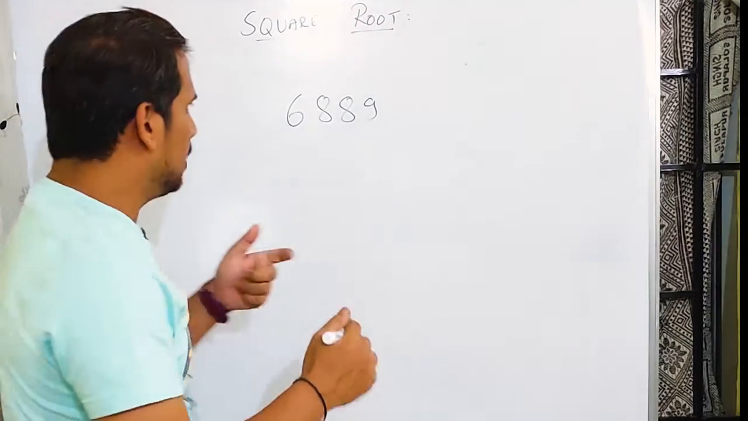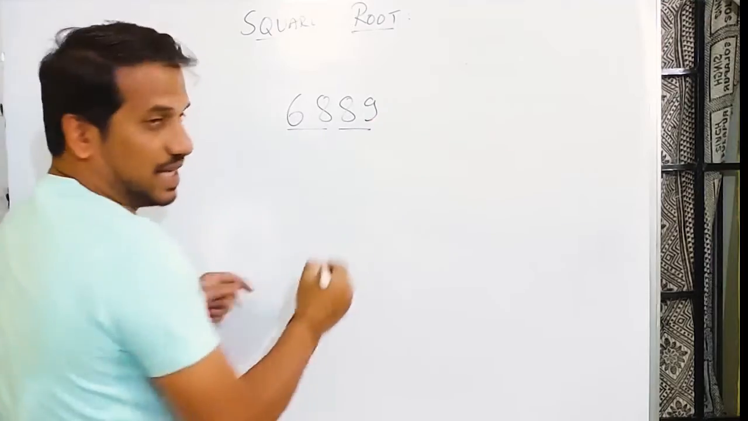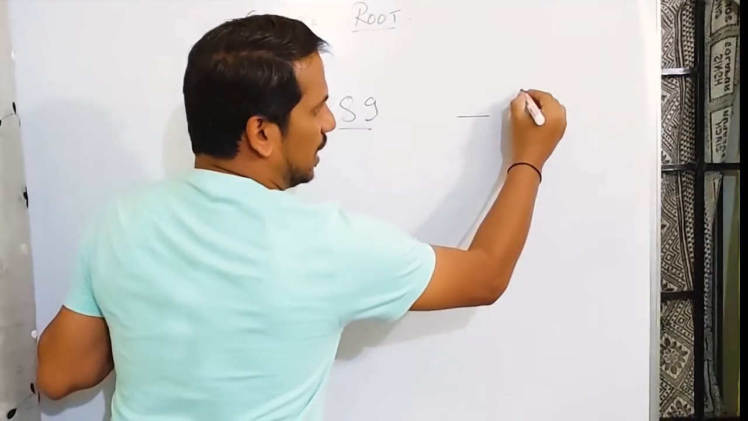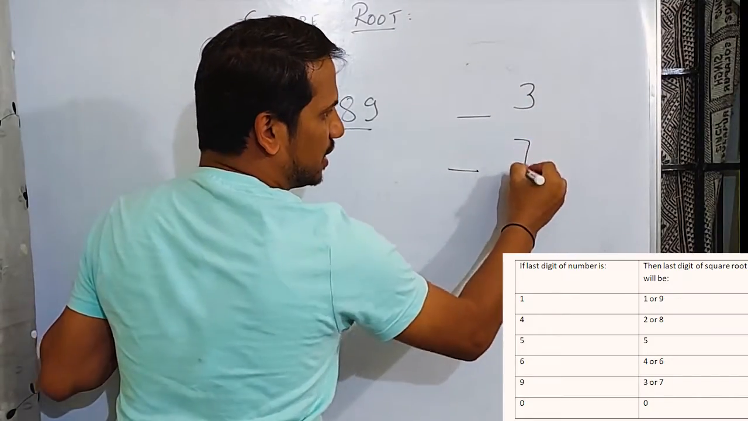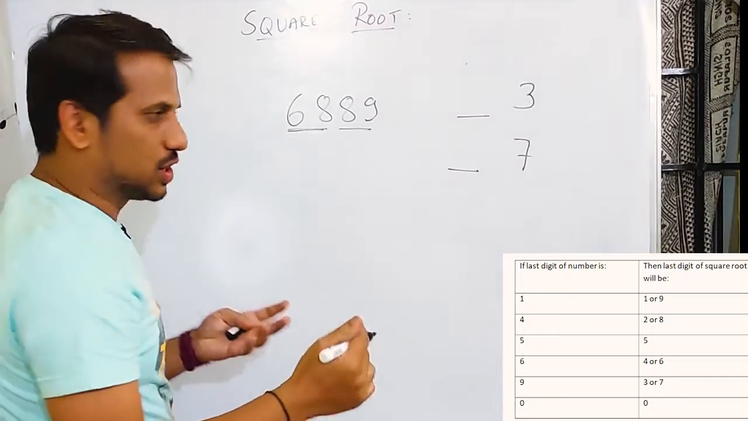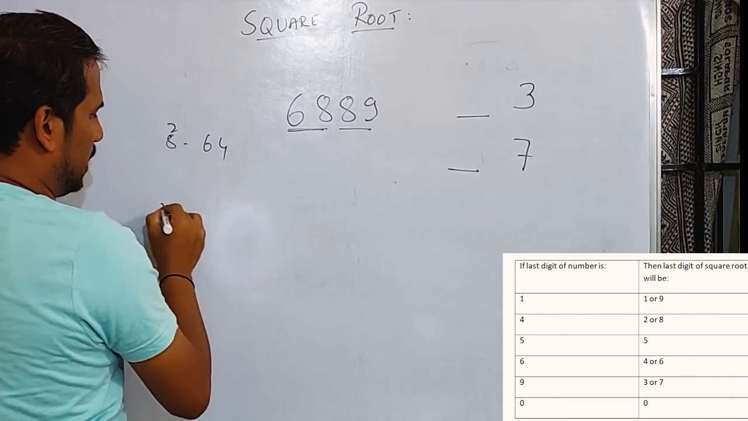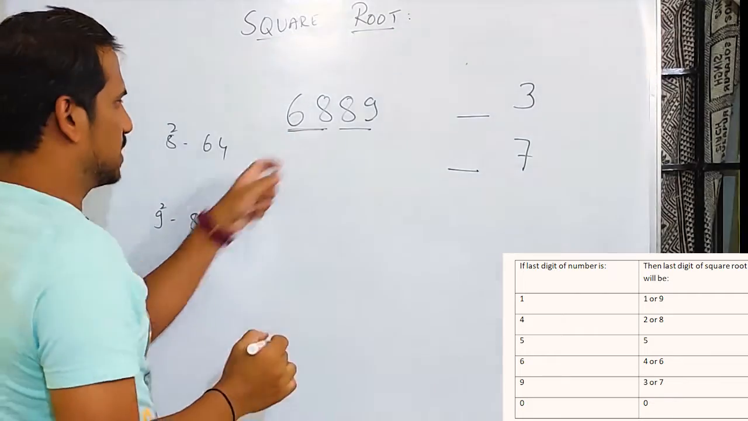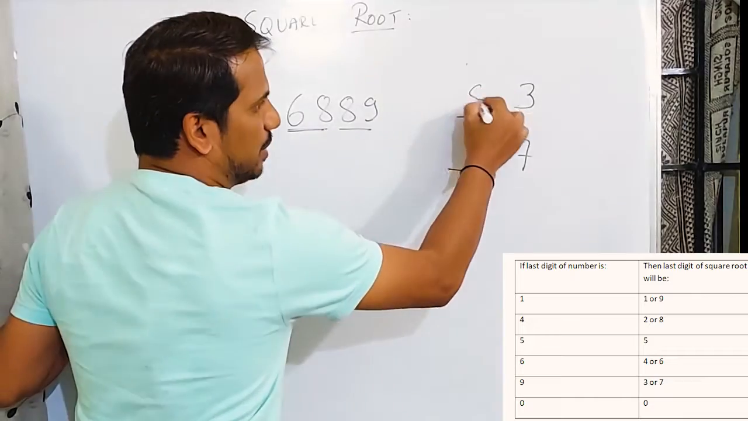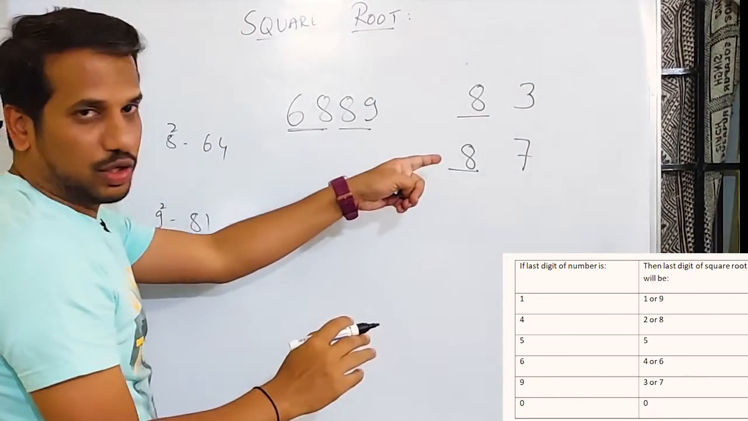So, let's take another example. For this, let's divide it into two parts. When I say it's ending in 9, its square root should end in either 3 or 7. Now, first part, 68 resides between what two squares? 8 square is 64, 9 square is 81. So, 68 resides between these two. So, the least is 8. So, it should either be 83 or 87. This is for sure. Now, which among these two numbers?